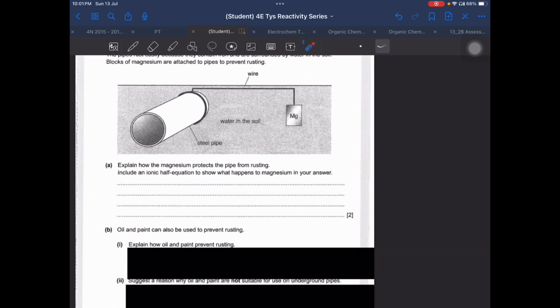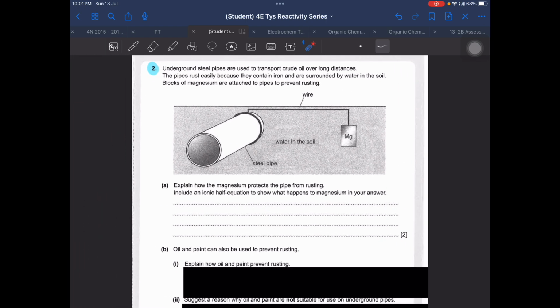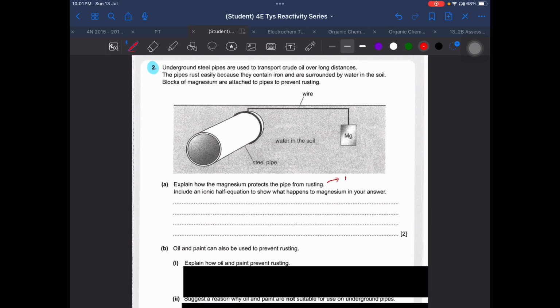Now in question 2, the question is asking about the protection of a steel pipe from the process of corrosion, right? They mentioned how this is attached to blocks of magnesium as shown in the diagram. This question is asking how magnesium is protecting the iron, the steel itself, from rusting, and this has to do with the concept known as sacrificial protection. So a quick recap on sacrificial protection and what it means.